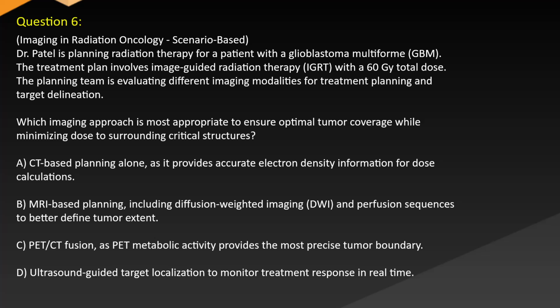A. CT-based planning alone, as it provides accurate electron density information for dose calculations. B. MRI-based planning, including diffusion-weighted imaging, DTI, and perfusion sequences to better define tumor extent. C. PET fusion, as PET metabolic activity provides the most precise tumor boundary. D. Ultrasound-guided target localization to monitor treatment response in real time.